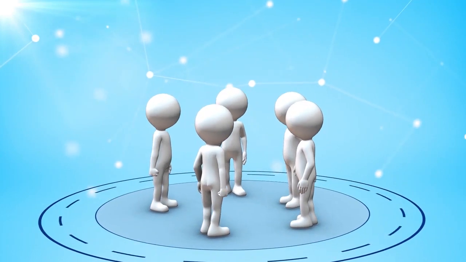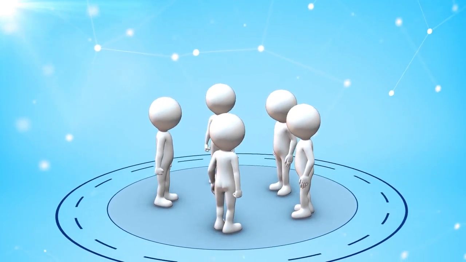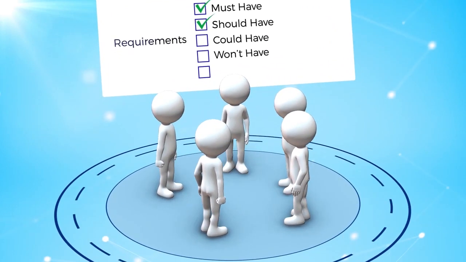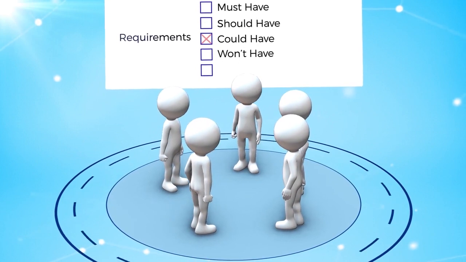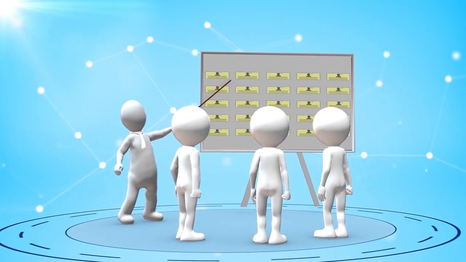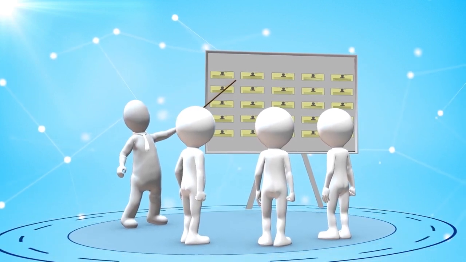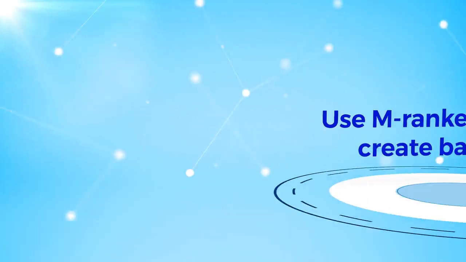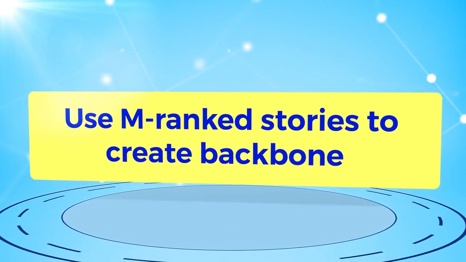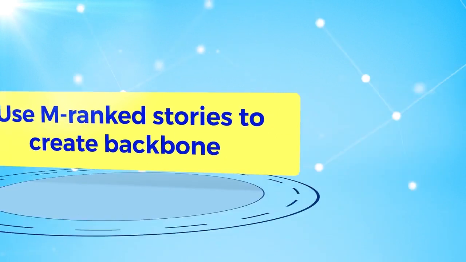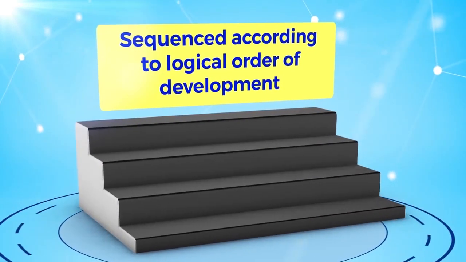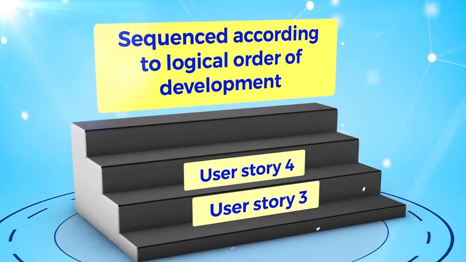So, for example, some of the team members may have an opinion about what requirements may constitute a must-have or a should-have, but that may be categorized incorrectly as a could-have or a won't-have. If a team is using the MoSCoW method, we can actually use those categories to help us create our story map. So, for example, we'll use the M-ranked or the must-have stories to create our backbone of our story map. The M-ranked user stories are sequenced according to their themes and logical order of development to create that backbone.